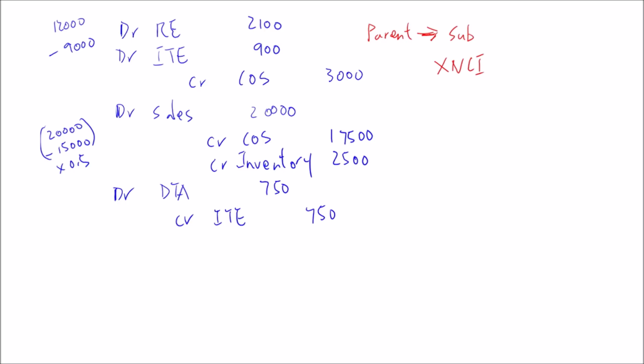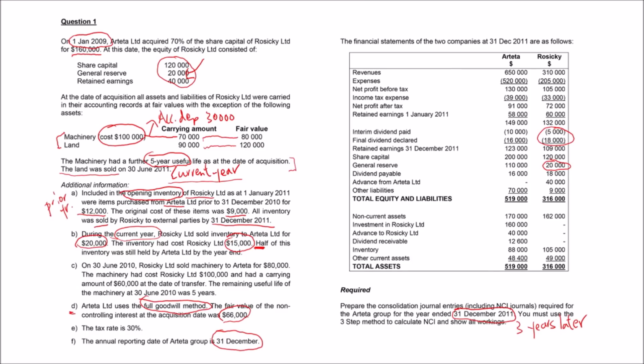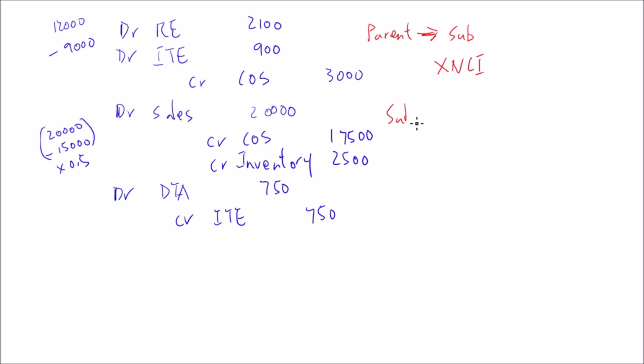Once again, just like the last transaction, we need to find out whether this particular intragroup transaction is going to affect NCI. So going back to the original question, you can see that in this one, the subsidiary sold the inventory to the parent. So if the subsidiary sold the inventory to the parent, it means that the subsidiary is the one who recognized the unrealized profit. As a result, it's going to affect NCI. Subsidiary sold to parent.